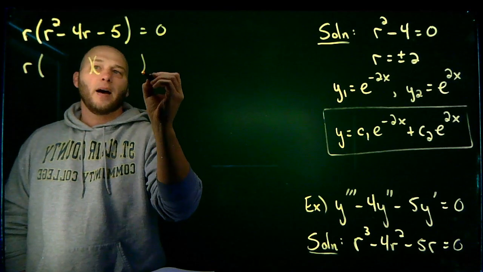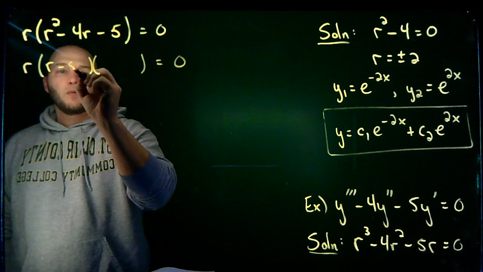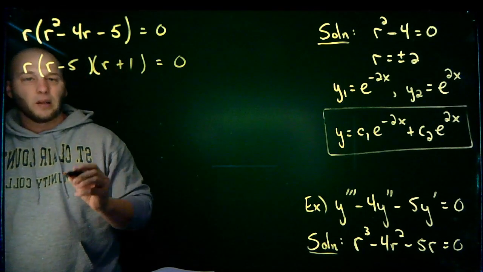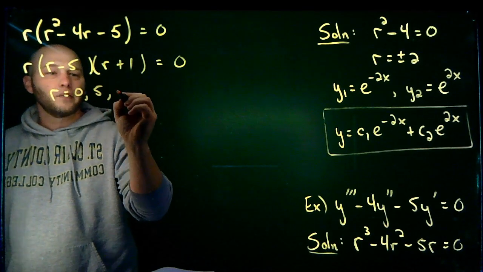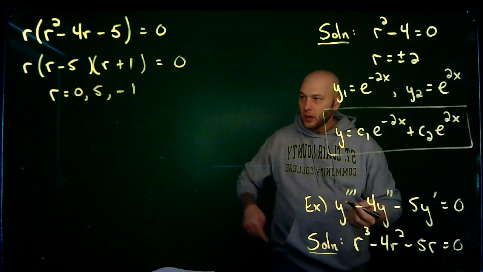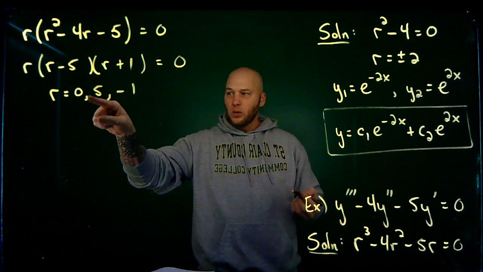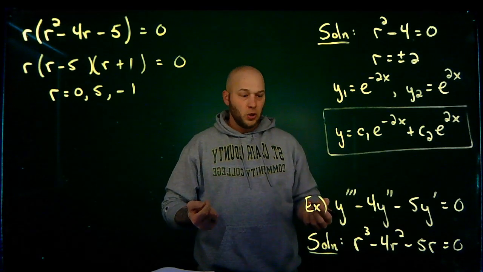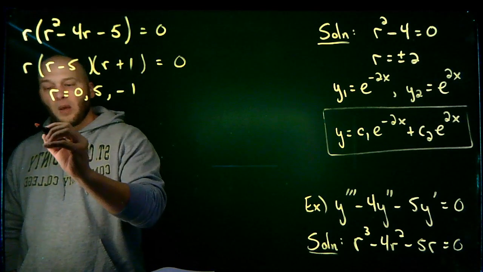Product is -5, sum is -4. That would give me -5 and +1. Therefore, the solutions to this polynomial equation would be r equals 0, 5, and -1. And therefore, e to the rx, where I use each of these values of r, would be a solution to this differential equation. So let me go ahead and write what those would be.